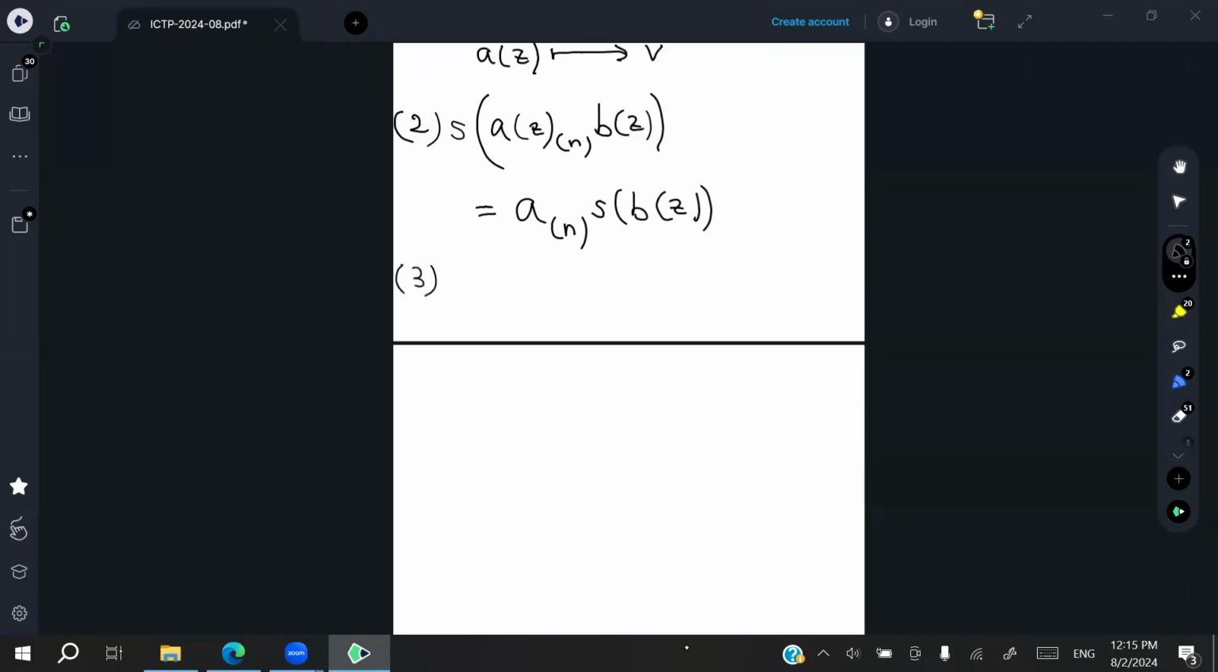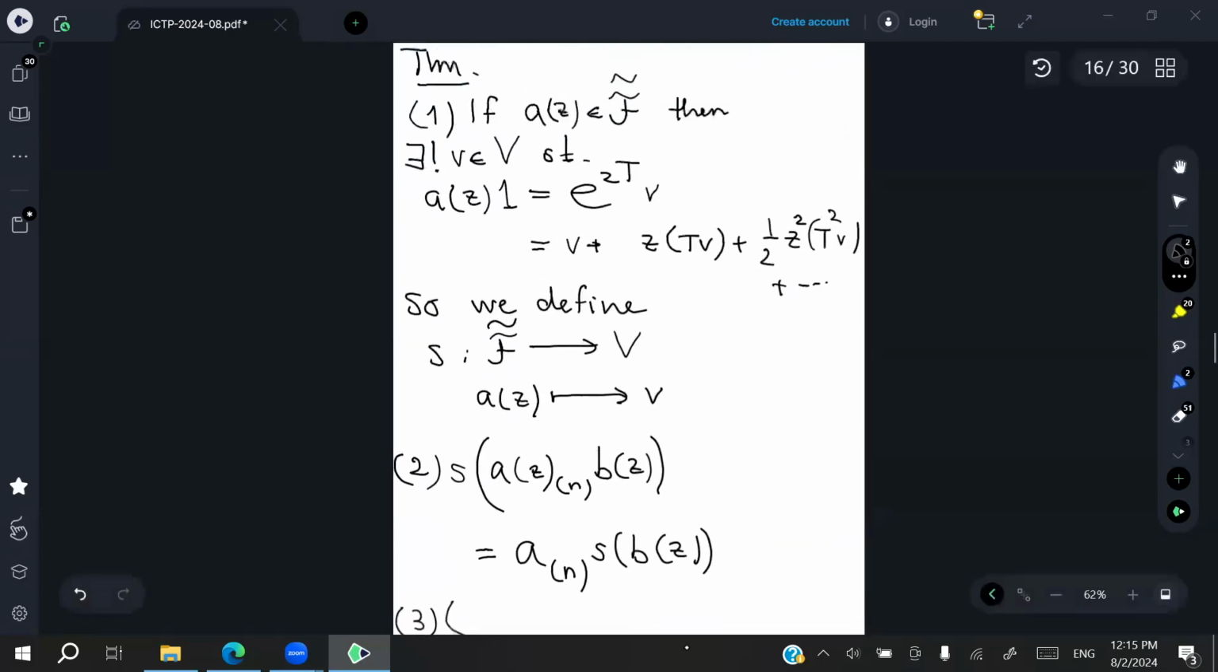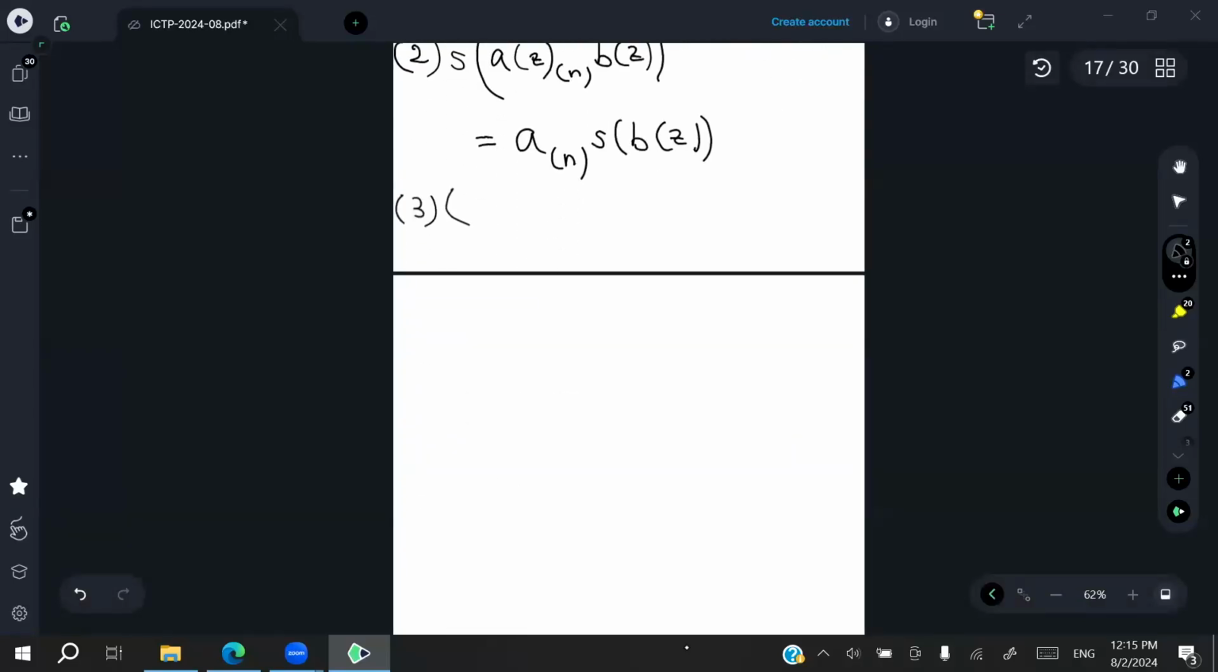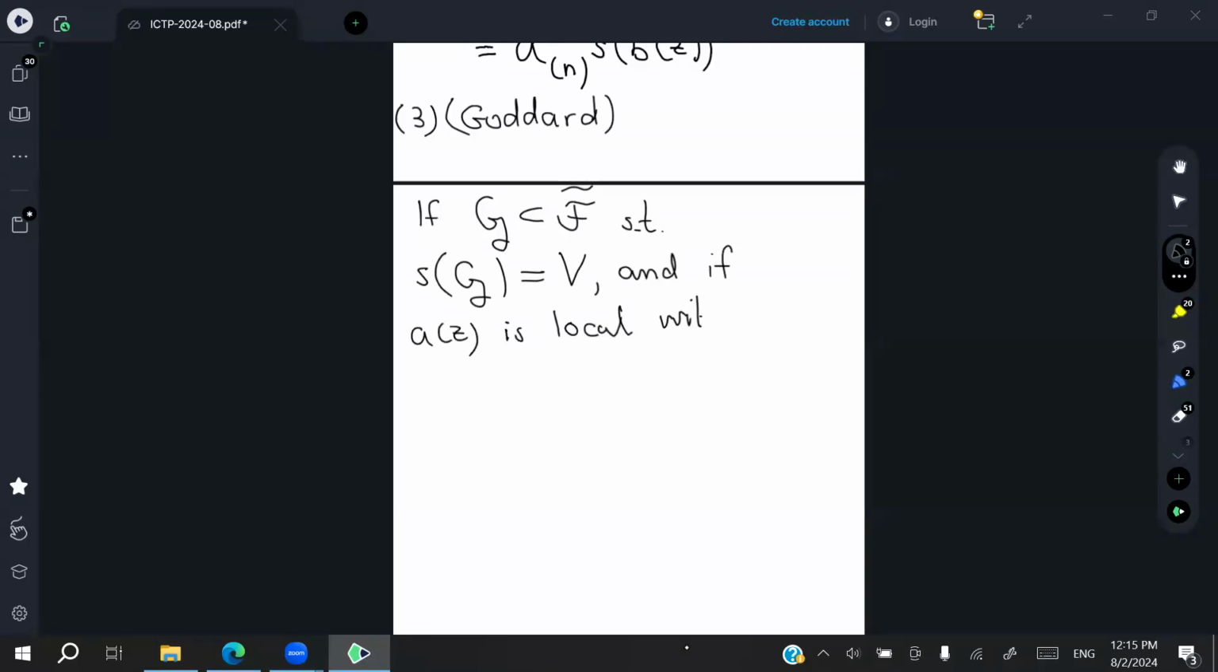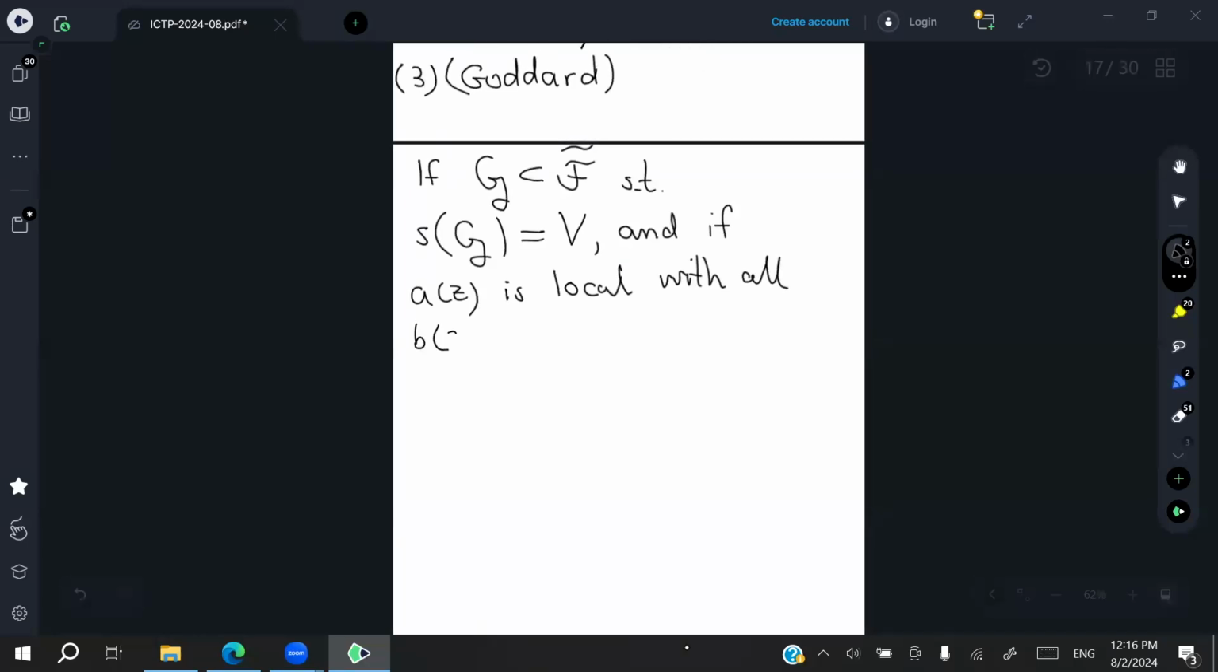So the third part, and this actually I'm writing as one part of a theorem, but it's actually an independent theorem on its own. So I should write the name of the guy. This is due to Goddard. And the statement is, if we take a set G of translation invariant quantum fields with the property that S of G covers all of V, okay? So the restriction of S to G is surjective. And if A(z) is local with all B(z) in G, it's a little bit complicated, the statement, but we'll see why it's relevant in a moment.